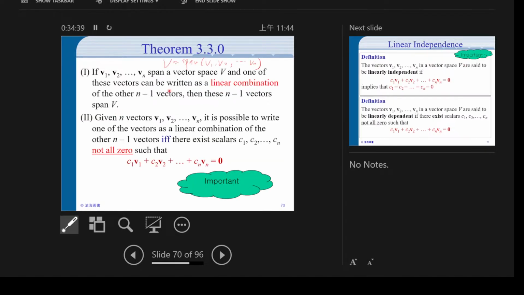We have two things. So first, if you have one thing that can be written as a linear combination of others, then you can remove that one. And also one thing can be written as a linear combination of others if and only if you have a non-trivial solution to this linear combination equation. Okay. And this equation is so important that we also give it a name.